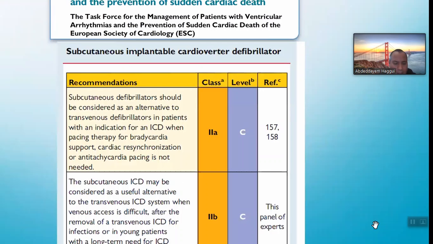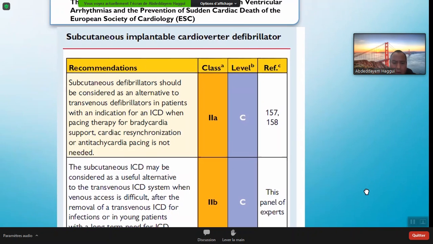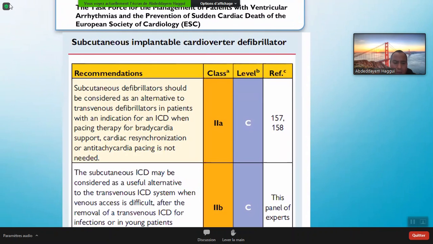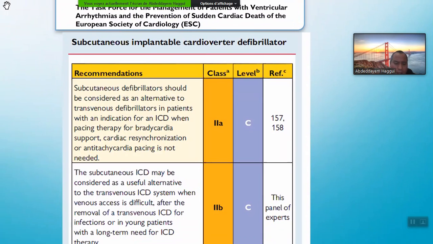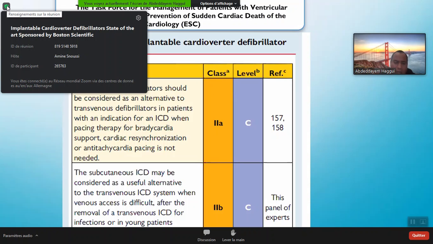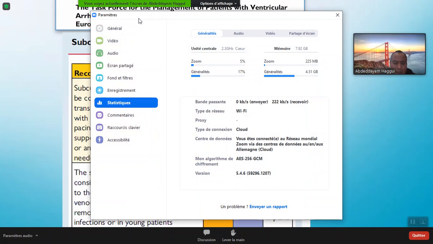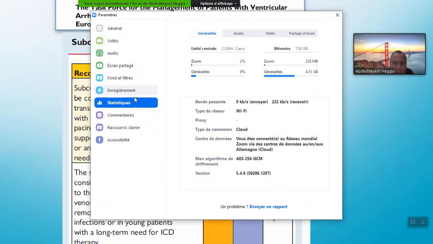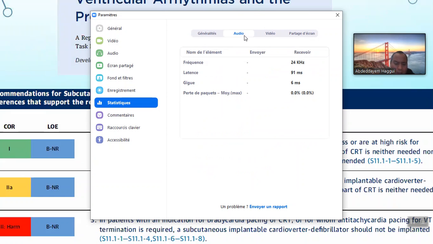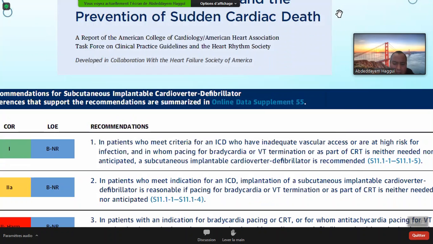But about the guidelines, in 2015, after the publication of the results of EFFORTLESS and the other studies, the ESC task force published the first guidelines with 2 levels of recommendation. 2A: S-ICD may be an alternative to the transvenous ICD in patients with an indication for an ICD without bradycardia, need for CRT, or ATP. 2B: S-ICD is a useful alternative for patients with infection, difficult vascular access, and in young patients with a long-term need for ICD.